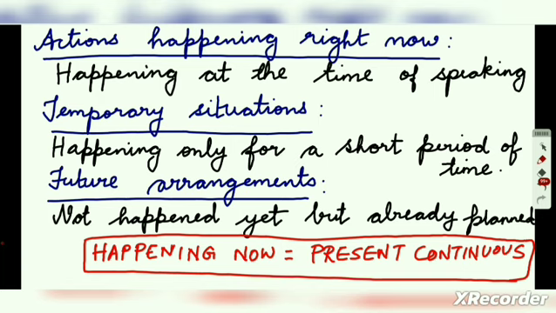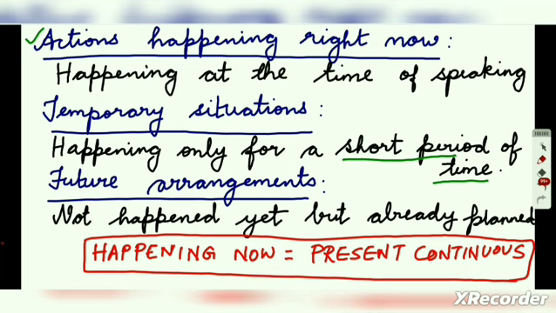Next, for temporary situations. For temporary situations means what? We use the present continuous tense for situations that are not permanent, that are happening only for a short period of time. Let me give you some examples. I'm staying with my cousin for a few days. So I'm staying with my cousin only for a few days, not forever. It is happening only for a short period of time.